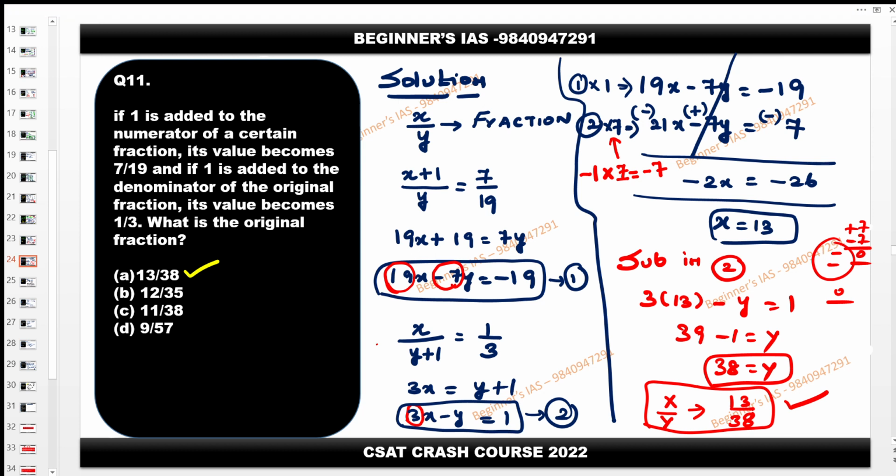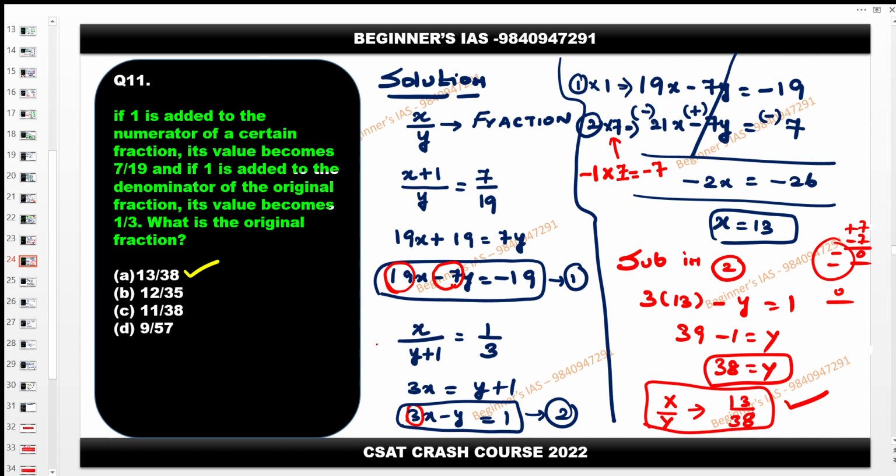Now listen. If 1 is added to the numerator of the fraction, it becomes 7 by 19. If 1 is added to the denominator of the fraction, the value becomes 1 by 3. What would be the original fraction? The exact question was there in your NCERT.